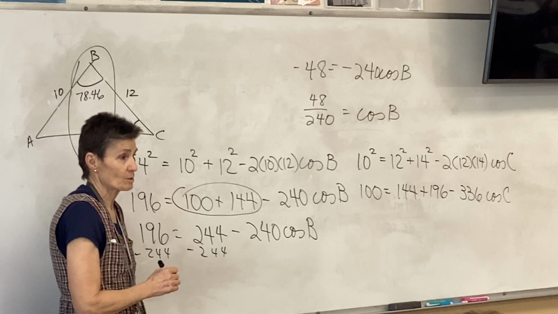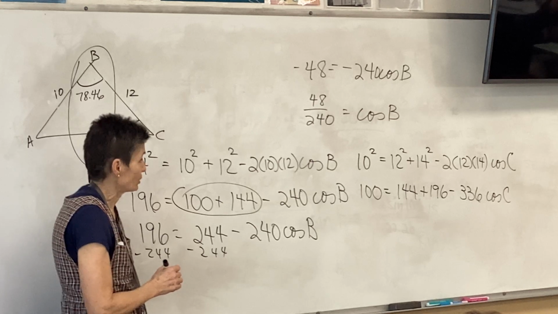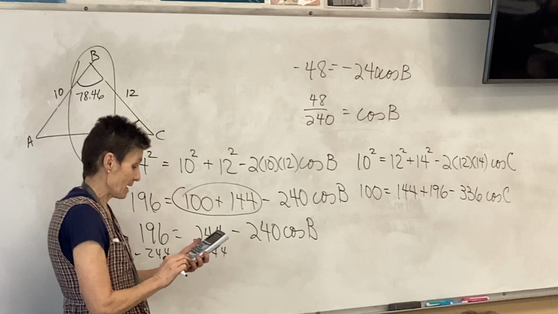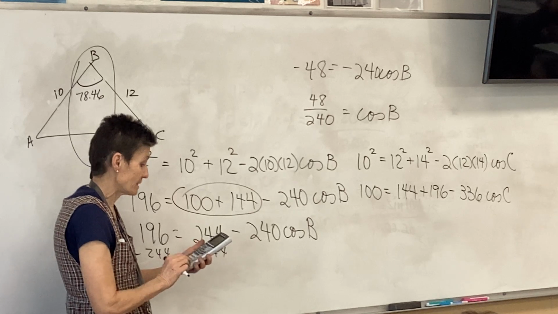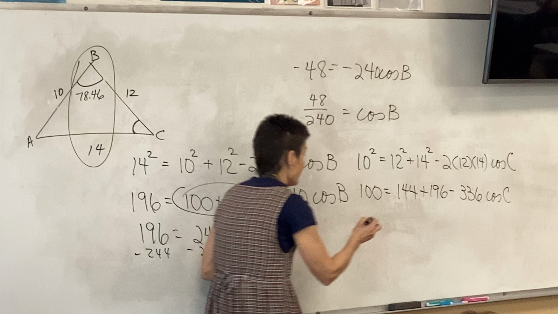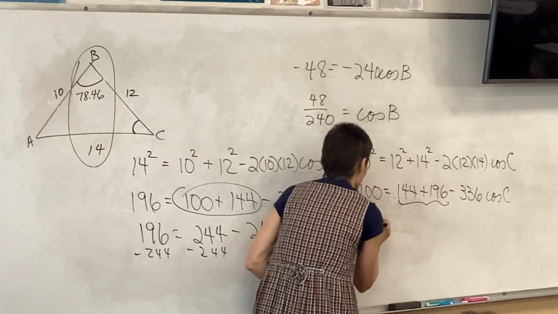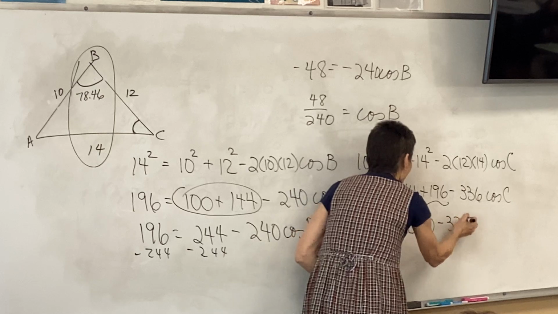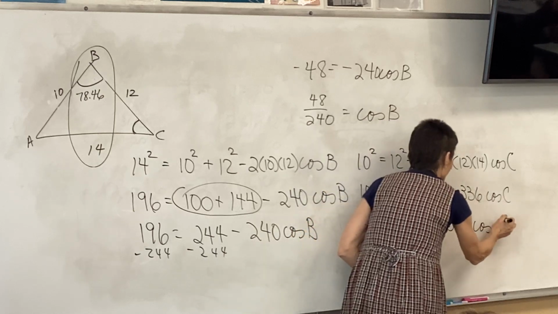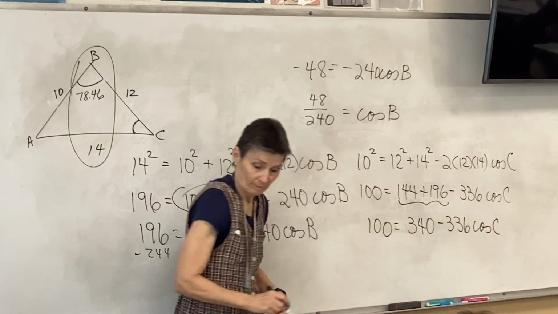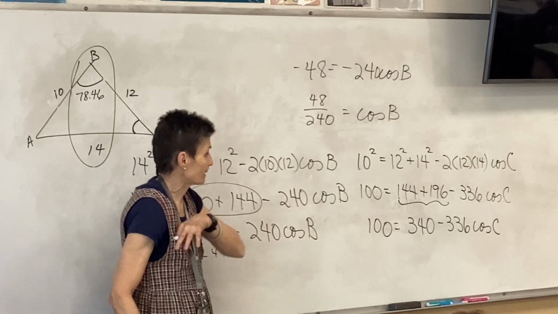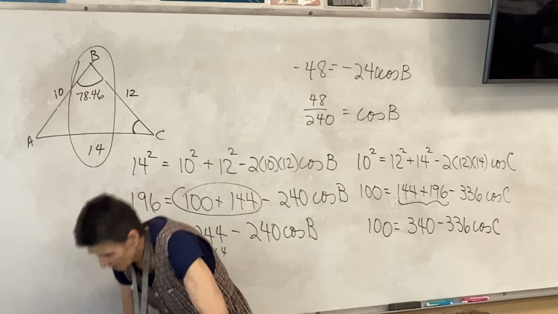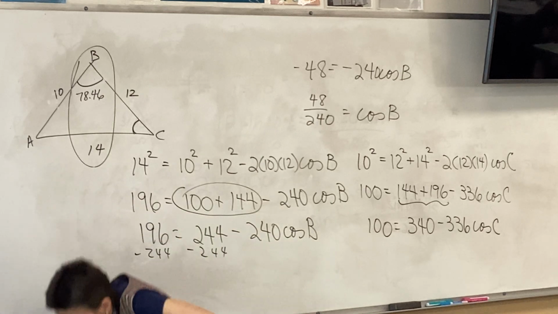What would you suggest? We're trying to solve this. What would you suggest maybe we do? Add the 144 and the 196. Get 340. These are like terms. They can be added. Do not combine the 336 though, because the 336 has a cosine C attached to it. Okay?